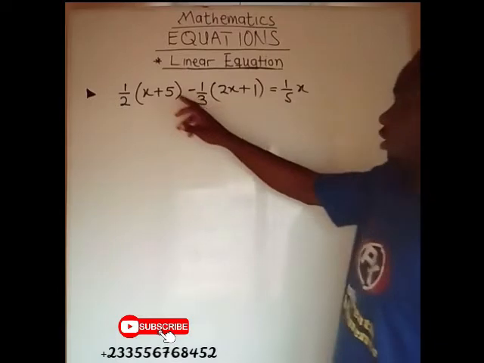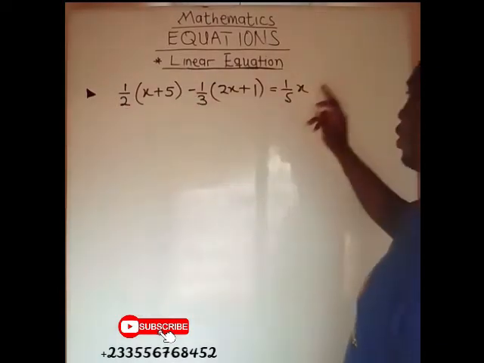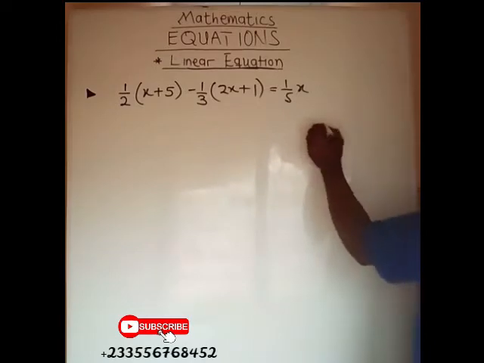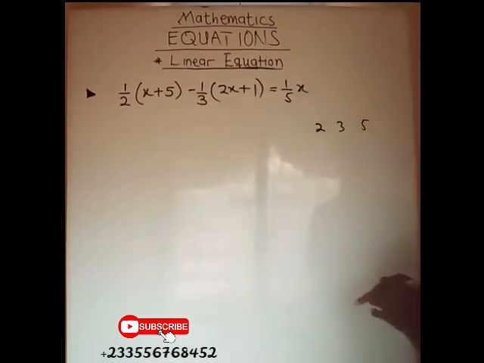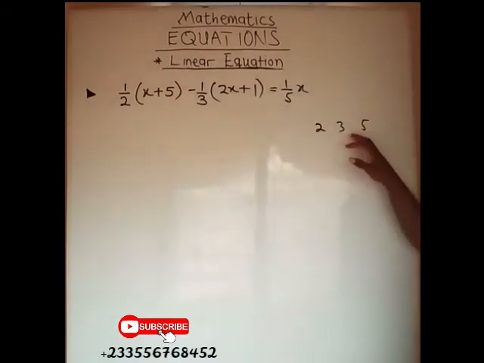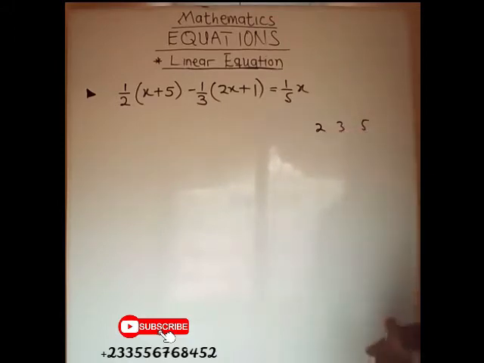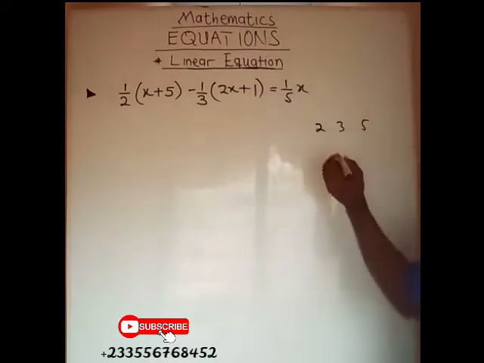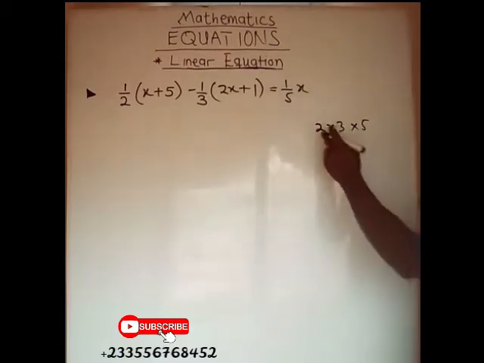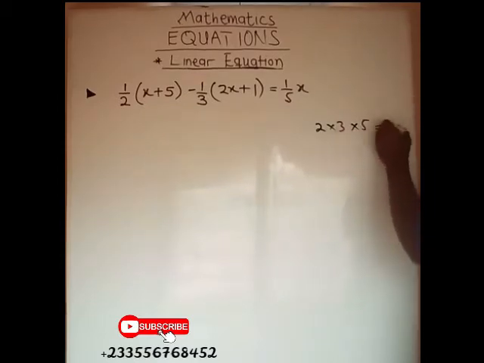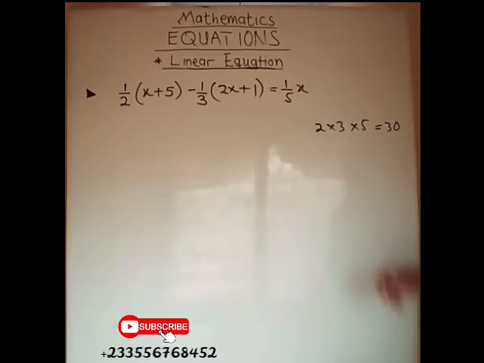The denominators in each term are 2, 3, and 5. If you want to find the least common multiple of 2, 3, and 5, since all of them are prime numbers, and there is no number which can divide the other, you can just take the product of all of them. So we have 2 times 3 times 5. 2 times 3 is 6, times 5, which is equal to 30. So that's the least common multiple.